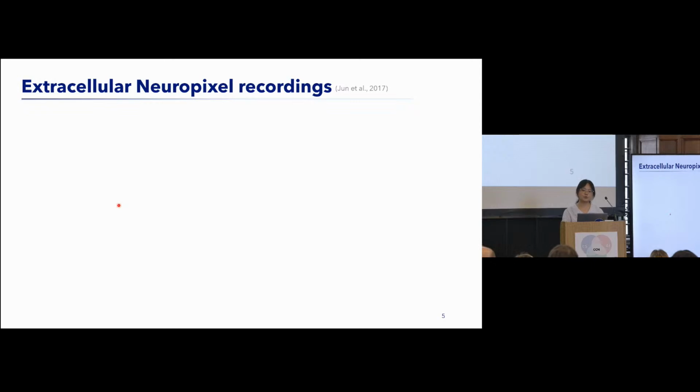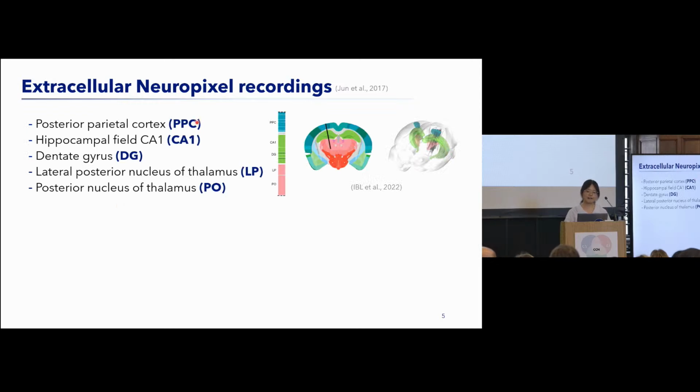We used Neuropixels probes to record the extracellular signals from those 5 brain regions simultaneously. As we can see from this image, the black line indicates the targeted trajectory of our probe. It goes through the posterior parietal cortex, PPC, to hippocampus, CA1, and dentate gyrus. Finally, it reaches the lateral posterior nucleus of thalamus and posterior nucleus of thalamus. Here, the right panel shows the actual trajectories of our probes.